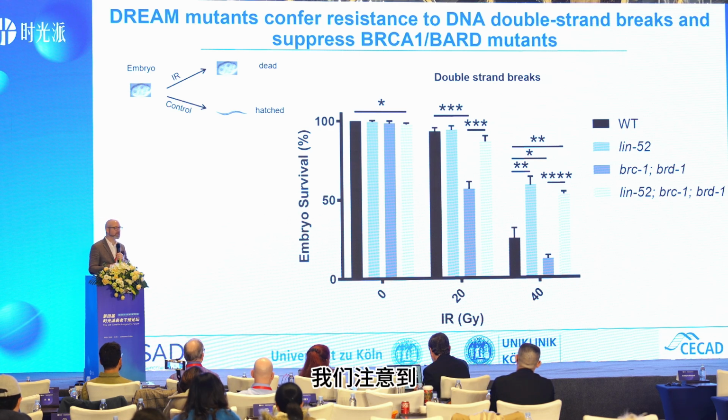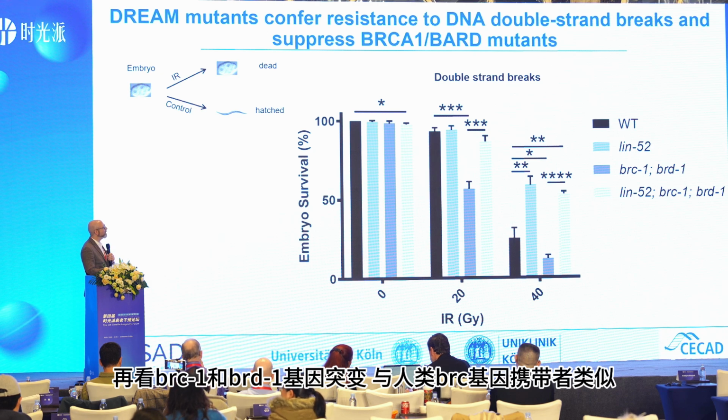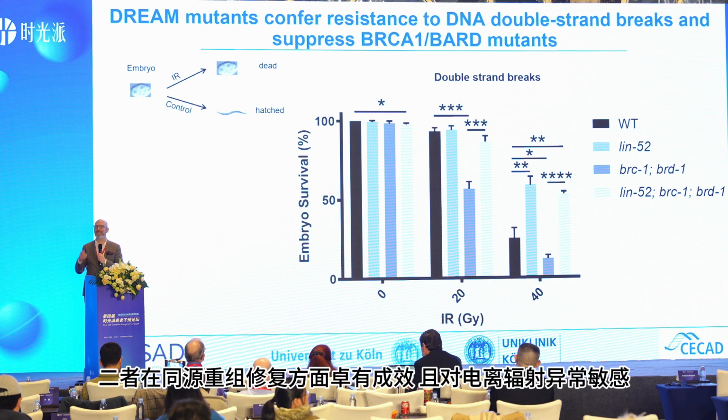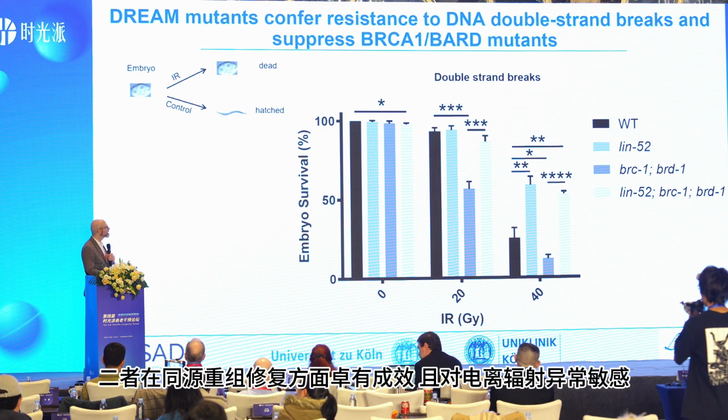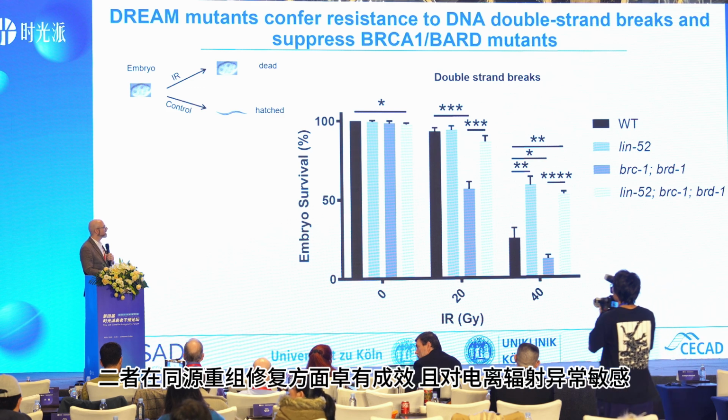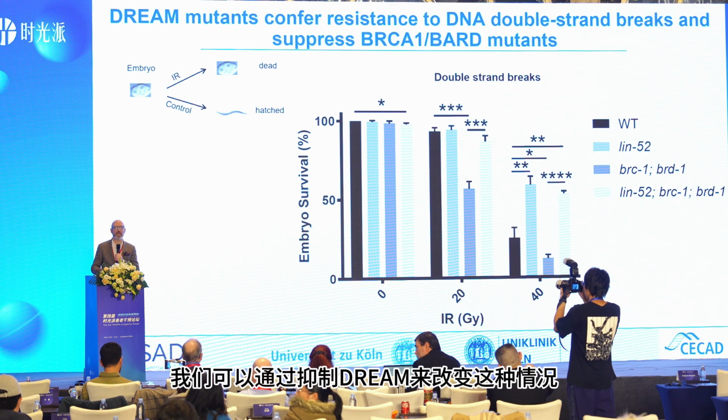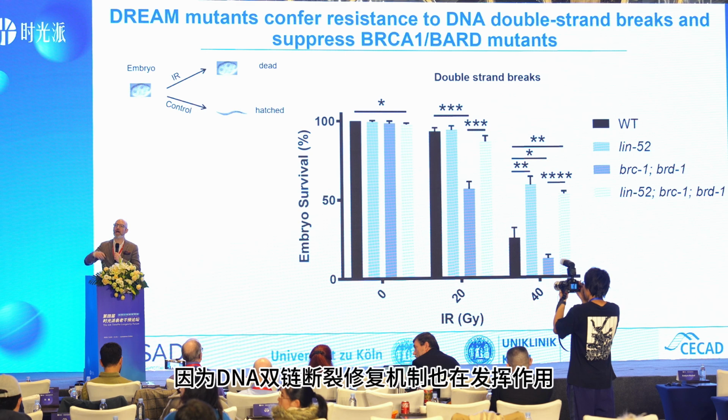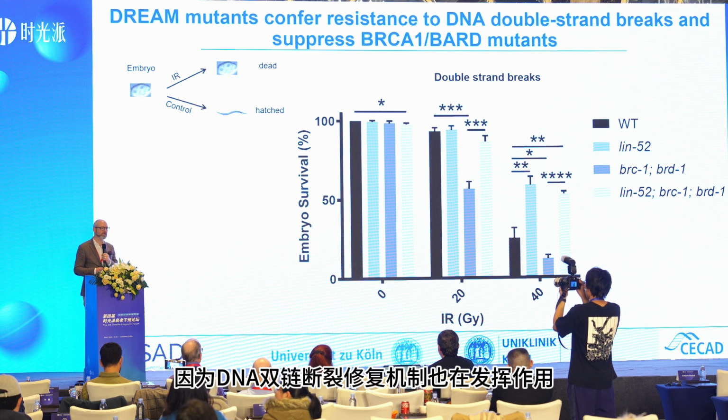But what intrigued us was that when we take a BRCA-BART mutant, these are mutants similar to BRCA carriers in humans that are defective in inducing homologous recombination repair and are hypersensitive to ionizing radiation, we can reverse that by inactivating DREAM because other double-strand break repair mechanisms are now functioning better.